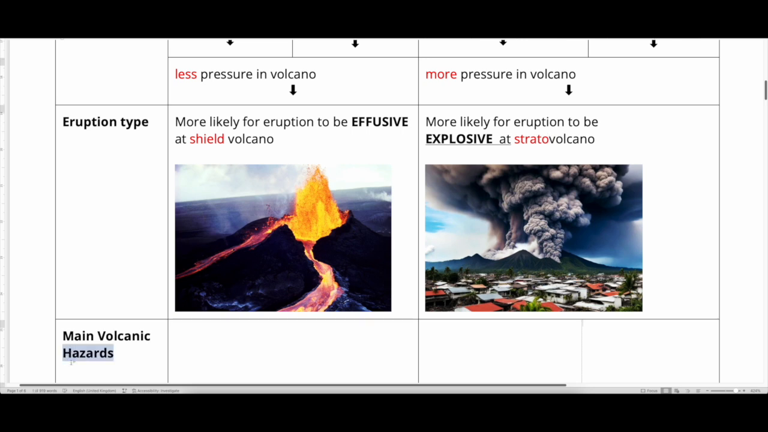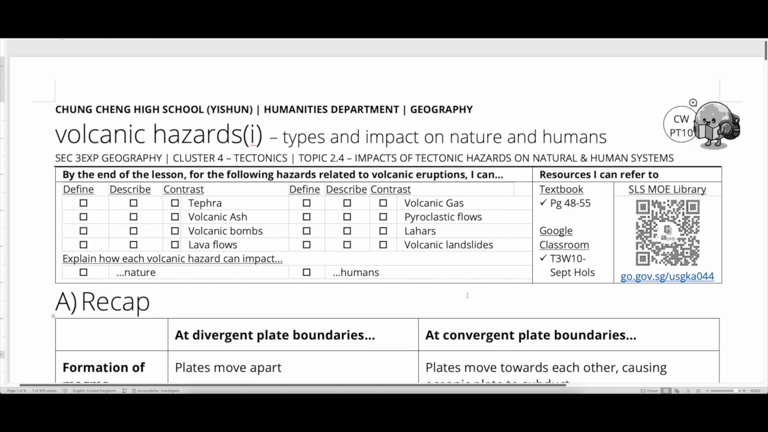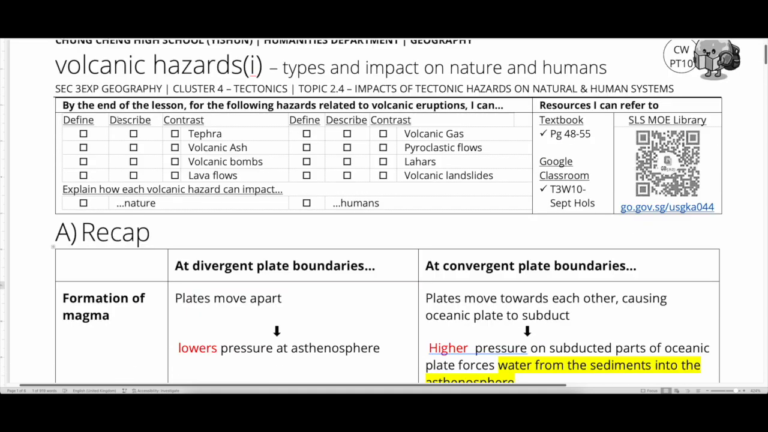Okay, so what are different hazards that happen at volcanoes when they erupt, and how is it different at different places? Okay, now over here, you need to know what are the different hazard types caused by volcanic eruption, and explain how it can impact nature and also humans. Now in your textbook and syllabus, it says impact of tectonic hazards on natural and human systems. Okay, systems means when it impacts human, it impacts nature, what else does it impact?